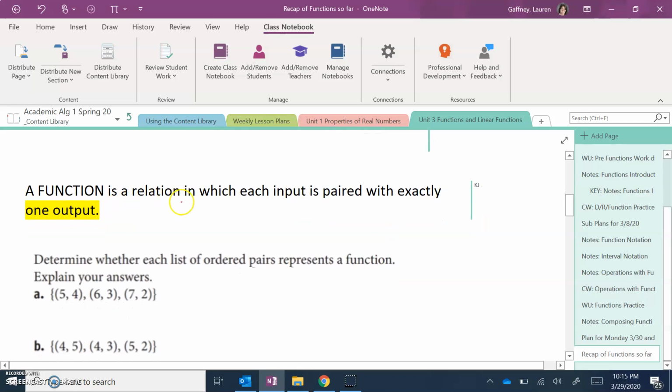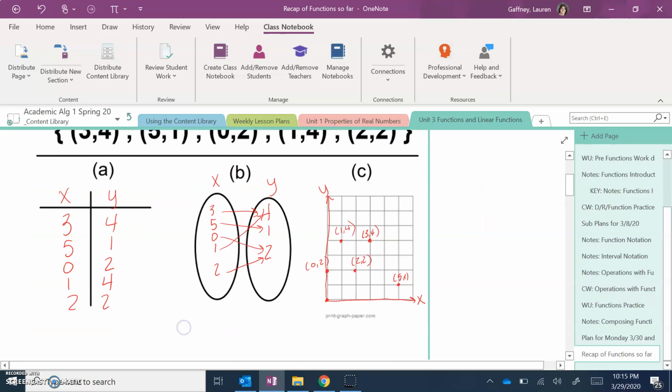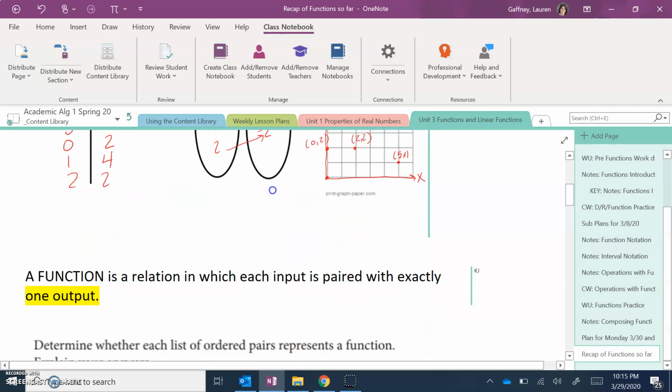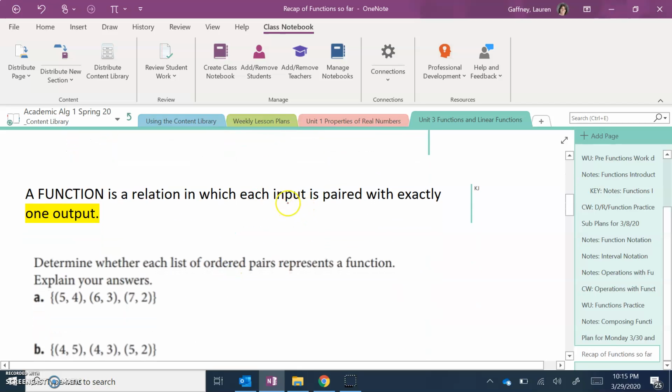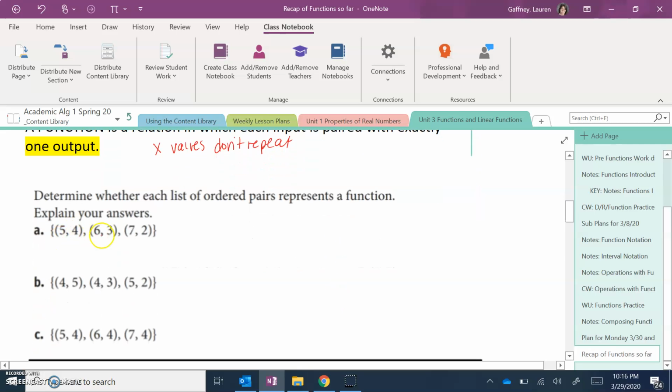So a function is a relation. This is a relation up here. A function is a relation in which each input is paired with exactly one output. So basically your x values don't repeat. So when you look at this, none of the x's repeat, so this would be a function.